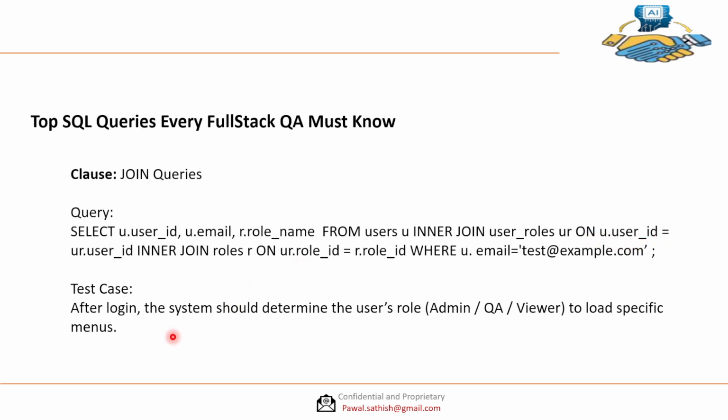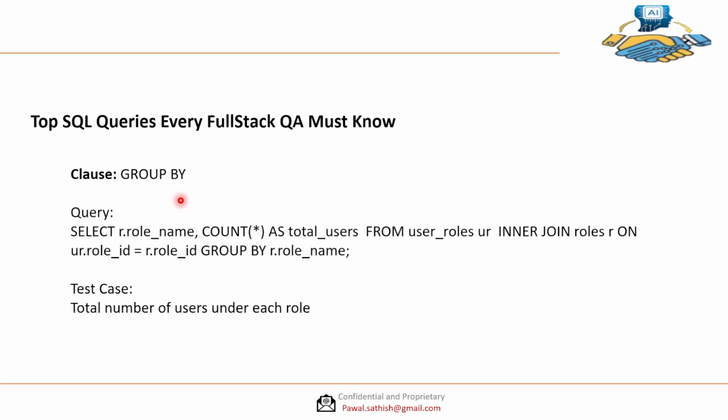And the test case is: after login, the system should determine the user's role to load the specific menus. Depending on the roles, menus should get displayed. In that case, from backend we need to write this kind of join query, and we need to confirm whether the menu from the backend is displayed the same way when I'm applying the functional verification from the front end.